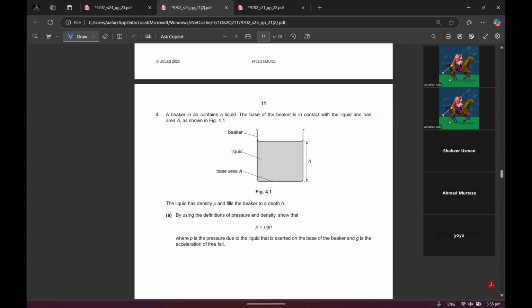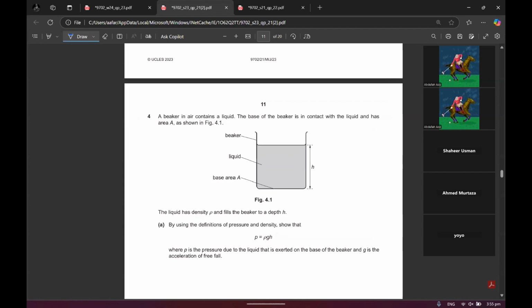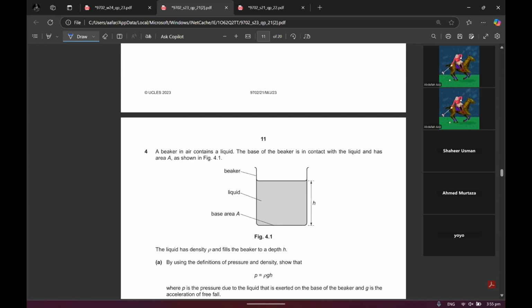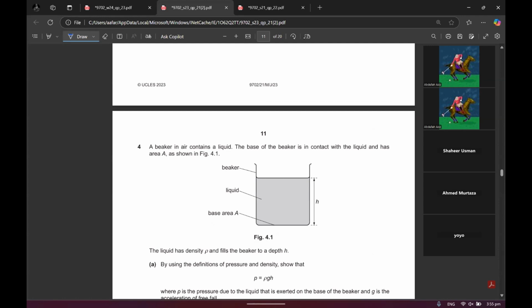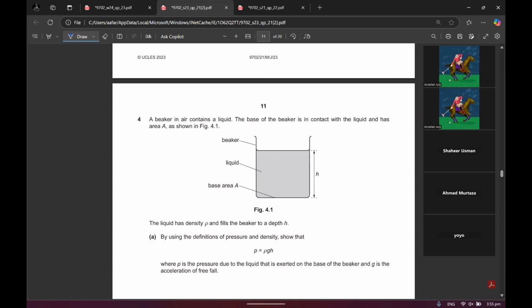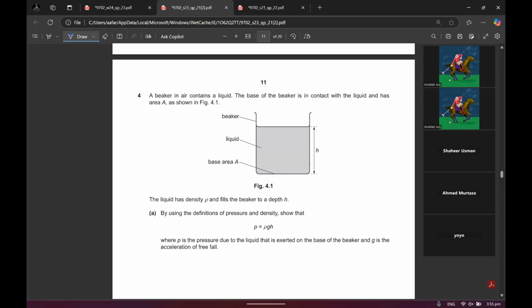Okay. A beaker in air contains a liquid. The base of the beaker is in contact with the liquid and has area A, as shown in figure 4.1. The liquid has density rho and fills the beaker to a depth of h meter. By using the definitions of pressure and density, show that pressure is equal to rho gh, where P is the pressure due to the liquid that is exerted on the base of the beaker and g is the acceleration of free fall.